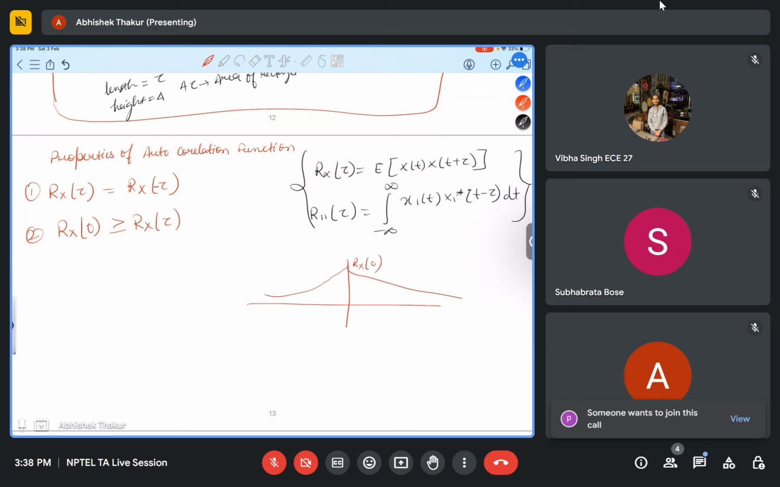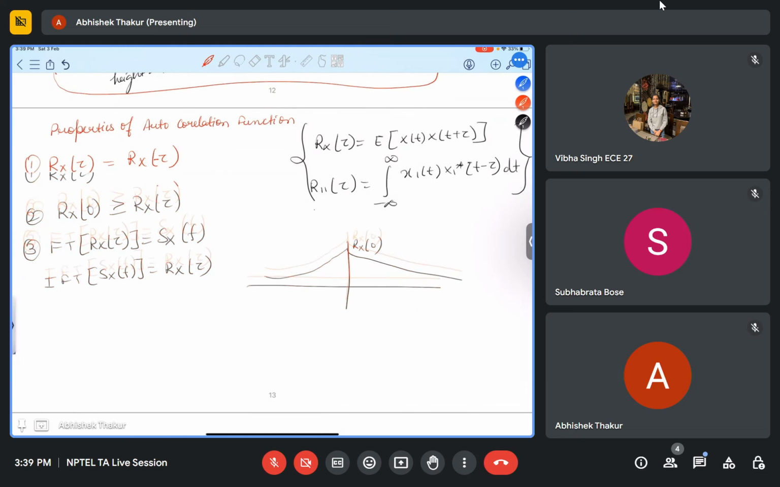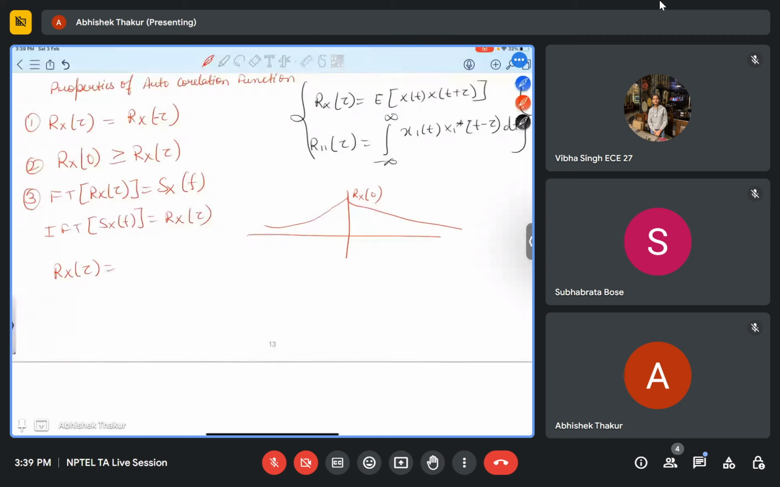And we have also studied in class that the Fourier transform of Rx, the autocorrelation function, is equal to the power spectral density, that is Sx(f). And so, what will be the inverse Fourier transform of the power spectral density? That will be the autocorrelation function. So Rx(tau) is equal to the inverse Fourier transform of Sx(f). So we can write the formula of the inverse Fourier transform, with e to the power of j 2 pi f tau.